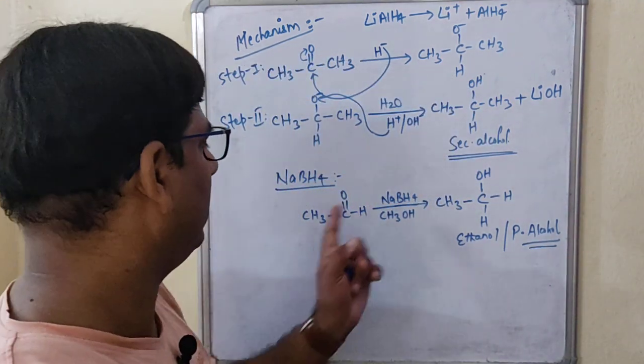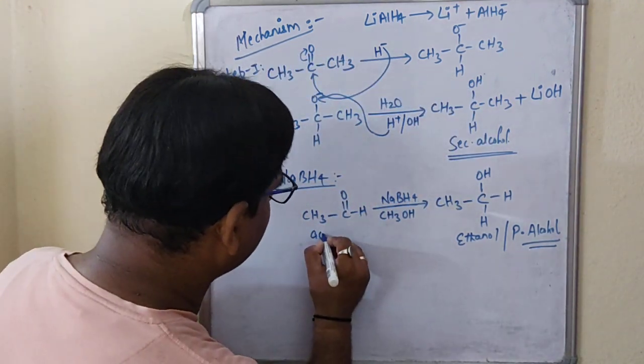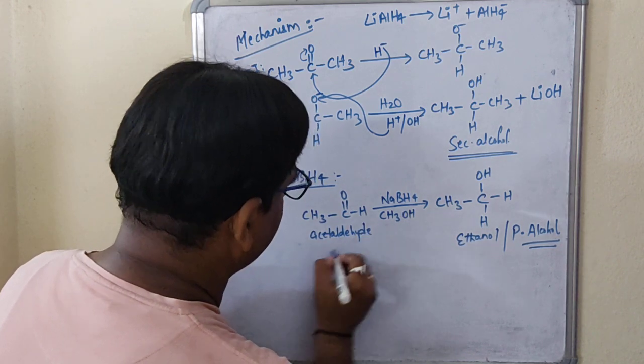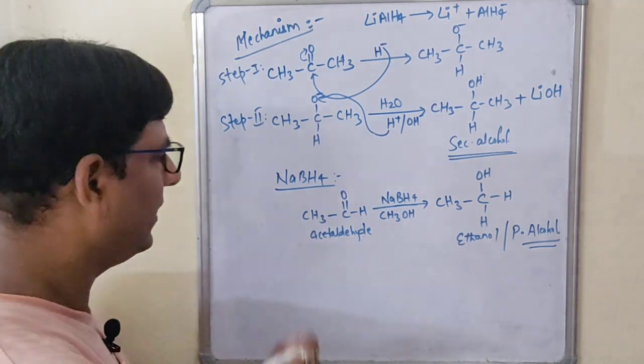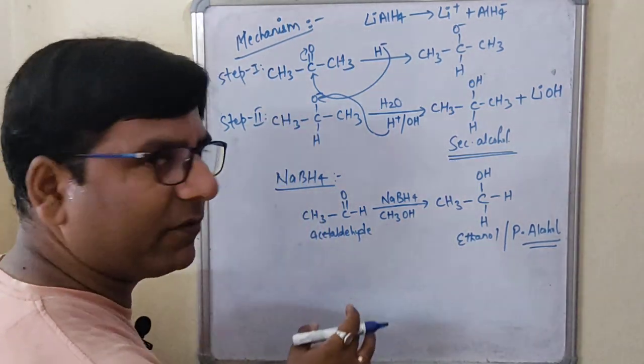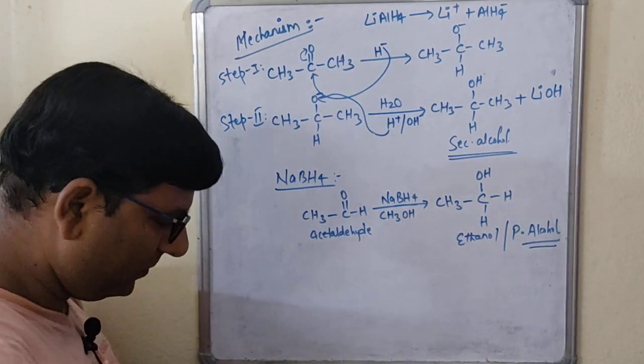This is the primary alcohol. Reduction of what? This is the acetaldehyde. Acetaldehyde. Clear? Now, in the same way, let us see the mechanism of it. Simple way.